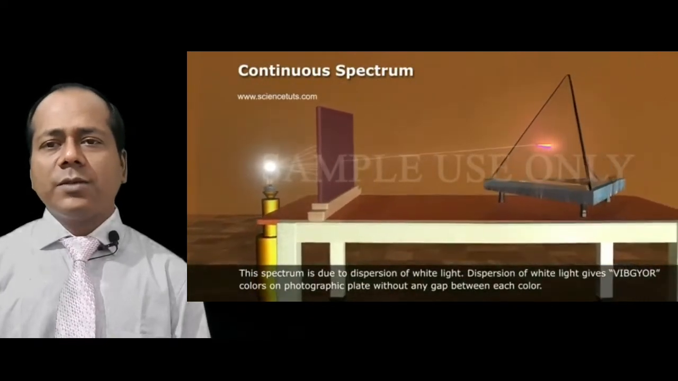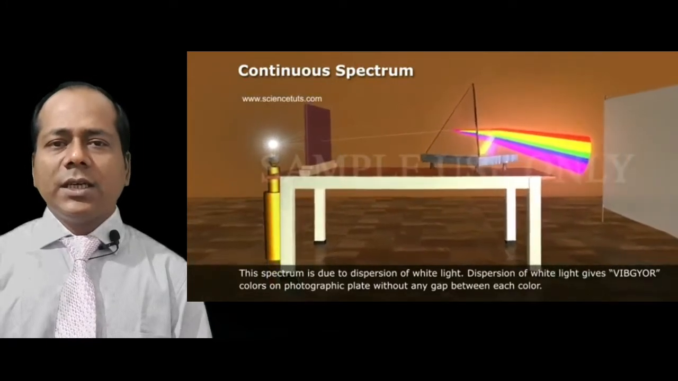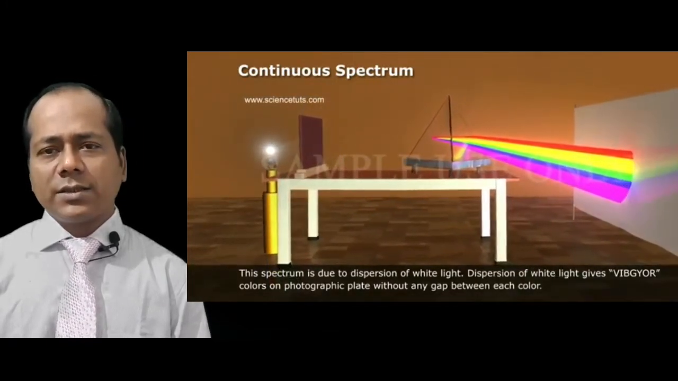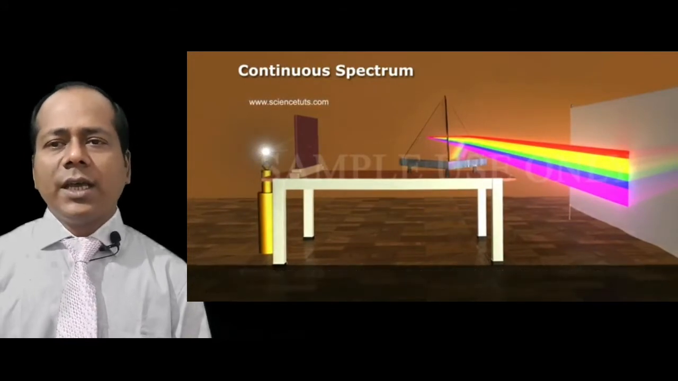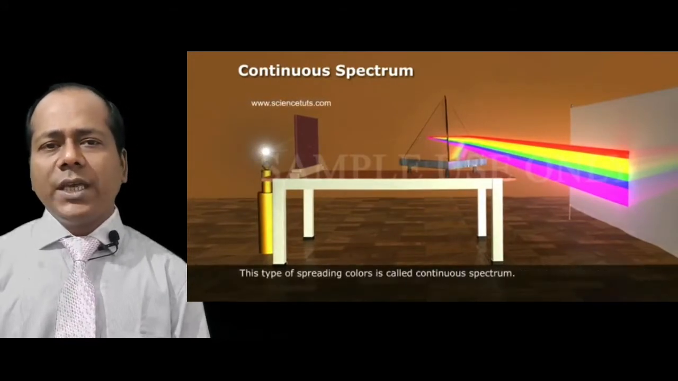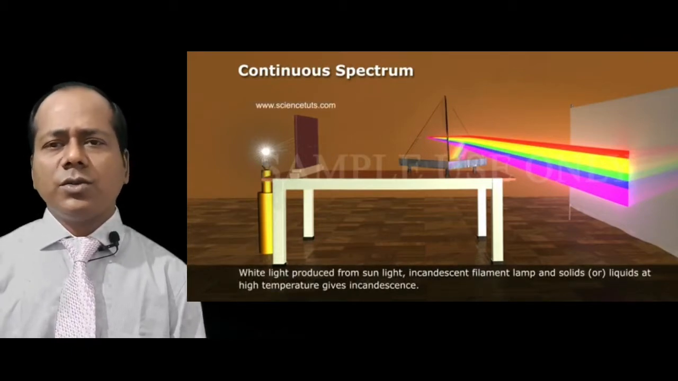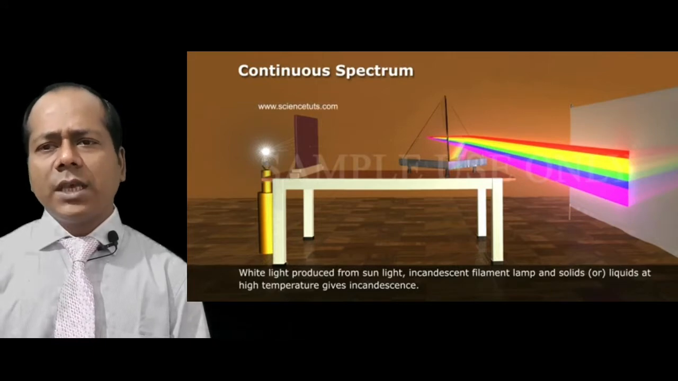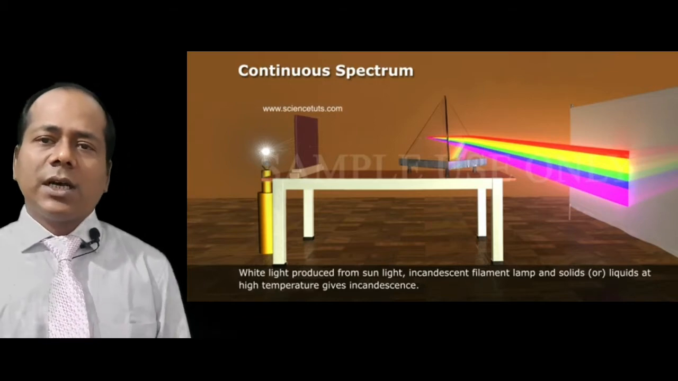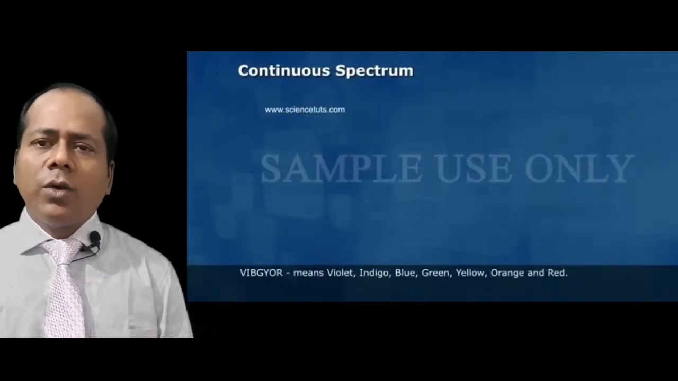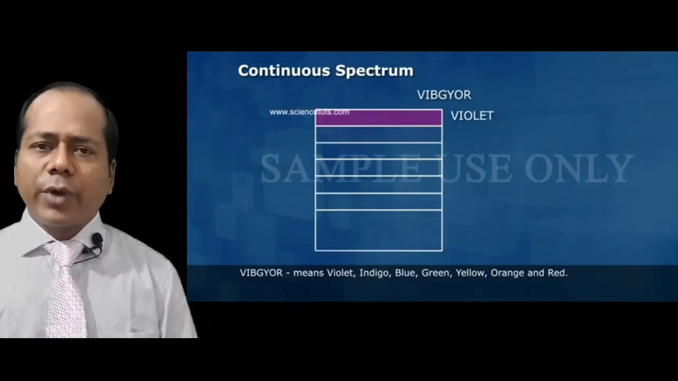When sunlight passes through a prism, the radiation is split into 7 colors. On a photographic plate, the colors are attached to each other. Rainbow formation in the sky also contains a combination of 7 colors which are continuous. The 7 colors are violet, indigo, blue, green, yellow, orange and red.